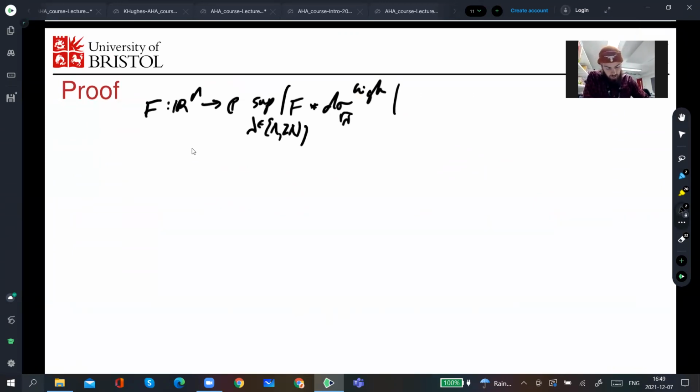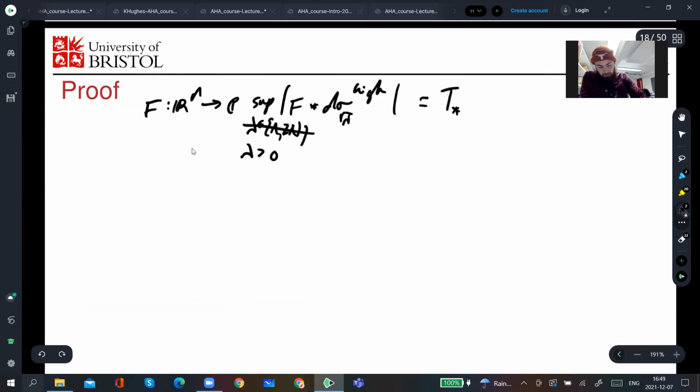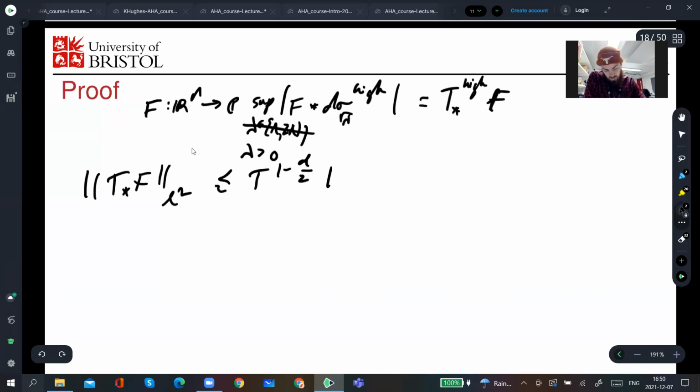Actually, if we took a sup over all lambda positive, then this is a new maximal function. Let's call it T star. It should technically have a high here because it captures our dependence on T. Then this T star of F is bounded in L2 with the bound that the L2 norm of T star F is at most T to the 1 minus D over 2 times the L2 norm of F. Sorry, that's a little L2 of R^D.